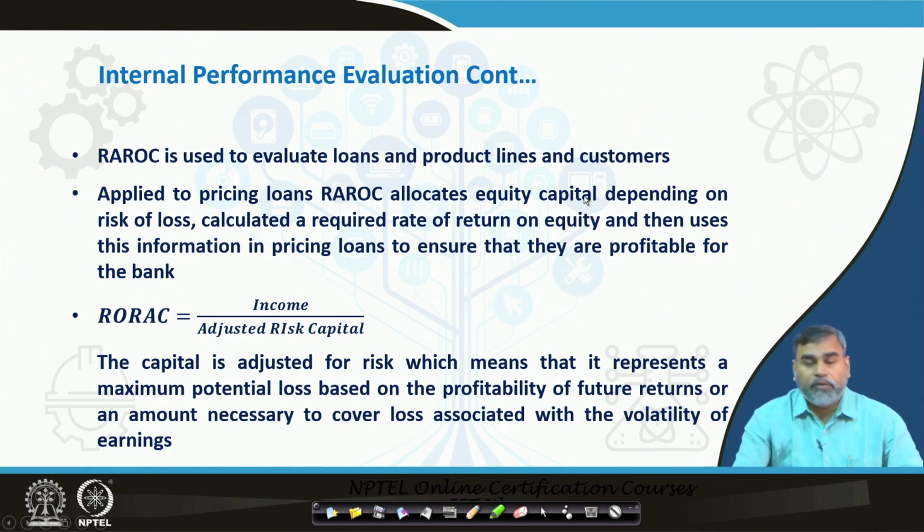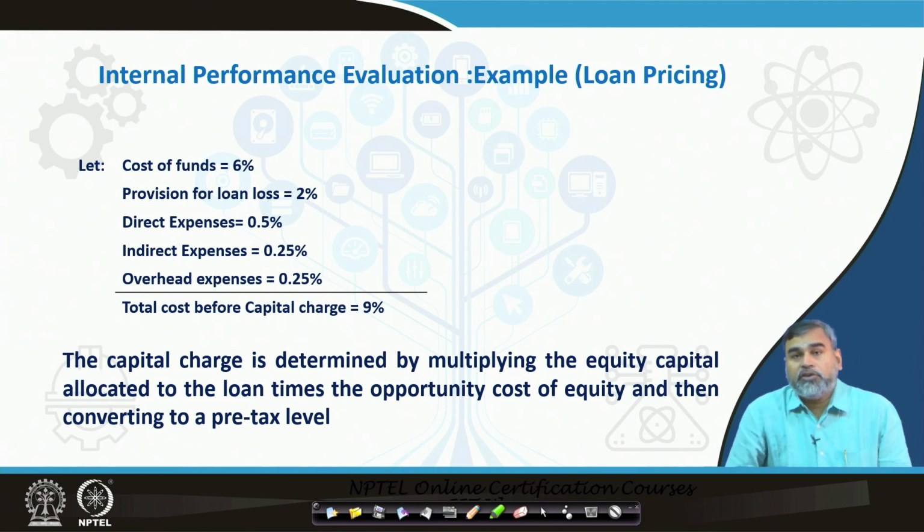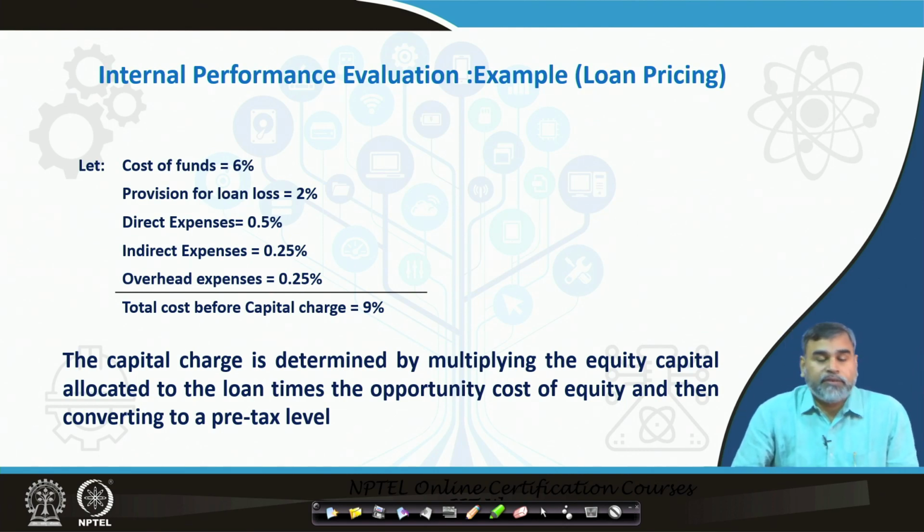So, let us see an example. Already I told you that the loan should be priced in such a way that the return on equity can be maintained. For that we are doing a RAROC analysis. How can we do this? Simple example, let there be a cost of funds for the bank, the average cost of the fund the bank is bearing, that is 6%, including deposit rate, all these things. Then the provisions for the loan losses against that loan, you are incurring 2%.